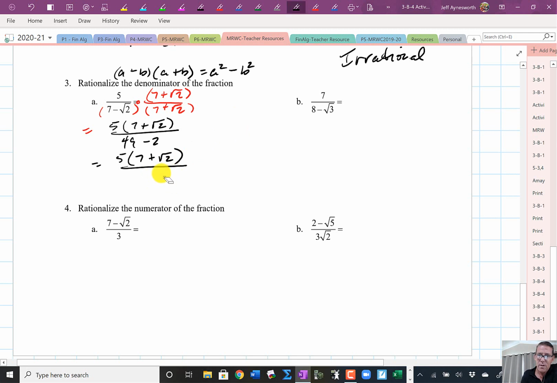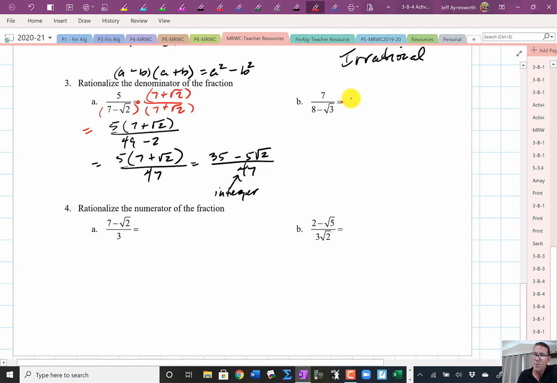Come on, Aynesworth. So 47. There we go. And if you want to distribute through the 5, it looked like this: 35 minus 5 rad 2 divided by 47, which is another irrational number. But notice the denominator now is an integer. That's what it means to rationalize it. You want the denominator to be an integer. If it says rationalize the top, the numerator, then you want the numerator to be an integer. If you want to rationalize the denominator, then you want the denominator to be an integer. And that's how it's done.